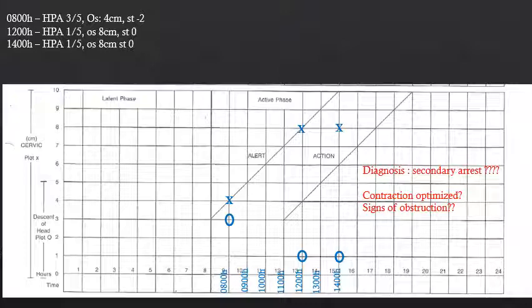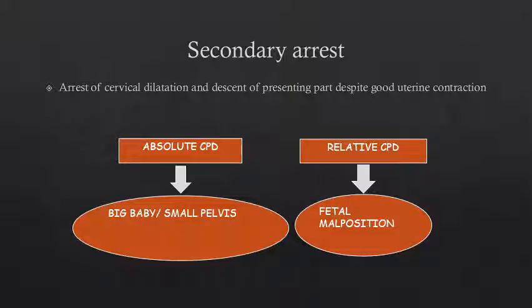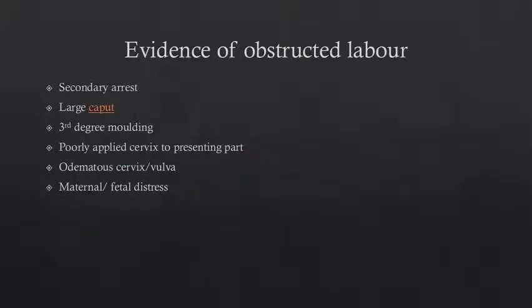Some of you may say, oh, she needs a cesarean section, but you need to look at the overall picture. So secondary arrest means that the labor progress was arrested, usually around 7-8 cm, whereby the cervical dilatation and descent of the presenting part has stopped despite good uterine contraction. And this is always due to either absolute CPD, cephalopelvic disproportion, or relative CPD. How will you know? You look into whether there are any obstructive signs or not.